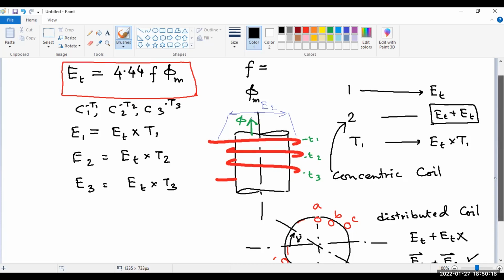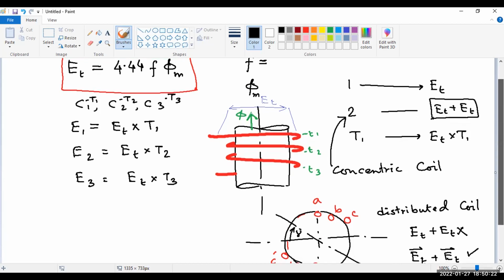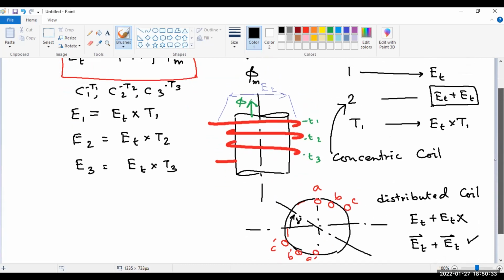Okay. Understood? Any doubt so far? So these are very basic things, but we have to have a clear concept of this, because several times we will come across this type of situation.